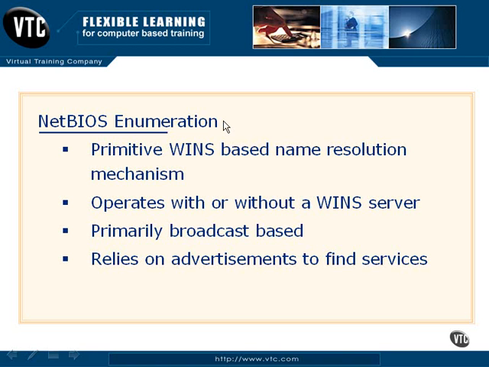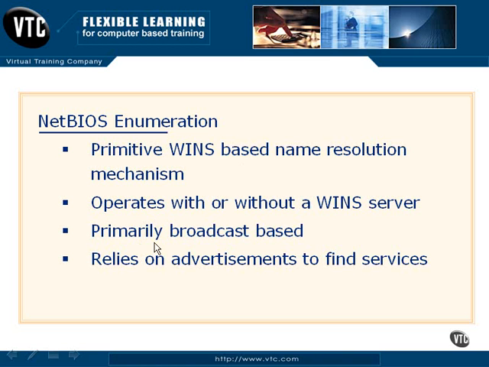Another enumeration method that is somewhat specific to Windows is NetBIOS-based enumeration. And just a quick review of NetBIOS. It stands for Network Basic Input-Output System and is actually based on the Windows Internet Naming Service, or WINS. WINS is actually the server part of the NetBIOS process. It operates with or without a WINS server, but essentially provides name resolution to the local network. Now, WINS is not intelligent enough to actually work on the Internet, so it's limited to local networks.